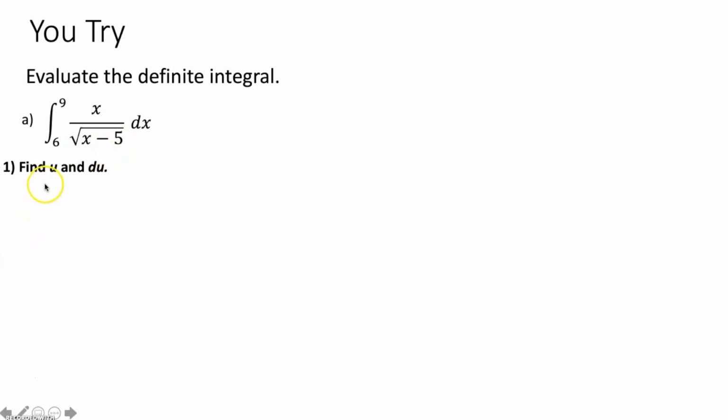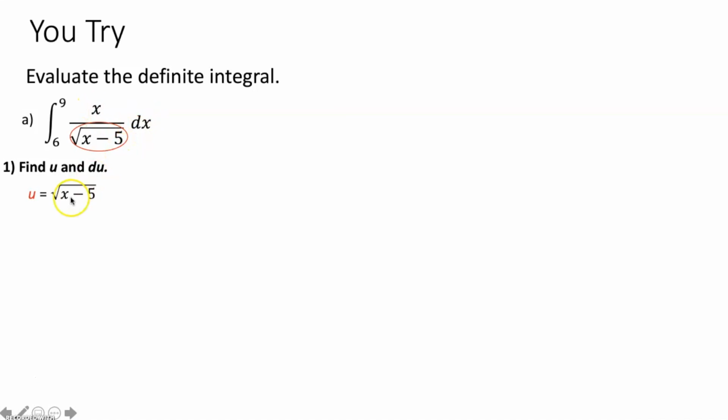Well, this is again like one of those special cases where we usually set u equal to whichever function where if we were to take the derivative of it would give us the other function. But if I set u equal to x minus 5, the derivative of that is just 1. That doesn't take care of this x. So what we're going to do is set u equal to the square root of x minus 5.